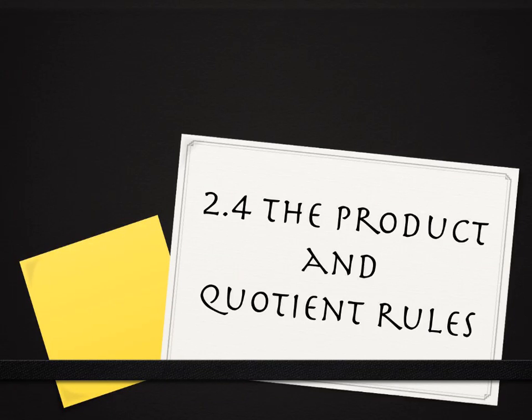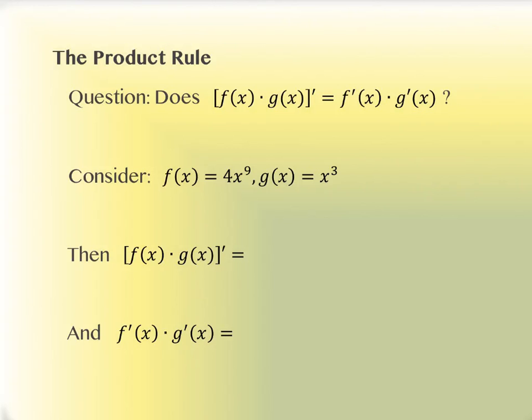In section 2.4, we're going to encounter something called the product rule and the quotient rule. These are the very first times where what we want to be true isn't going to work out for us. Let me show you what I mean. The first one we're going to look at is the product rule.